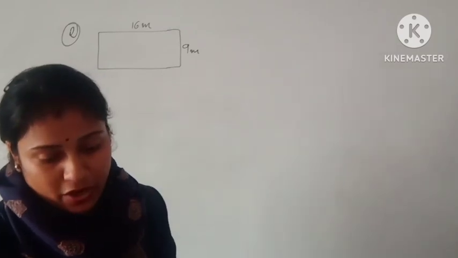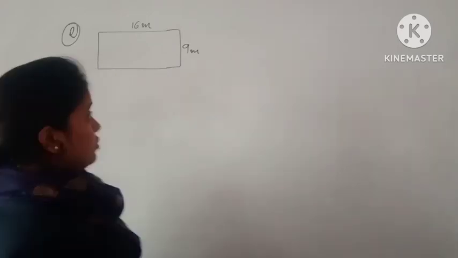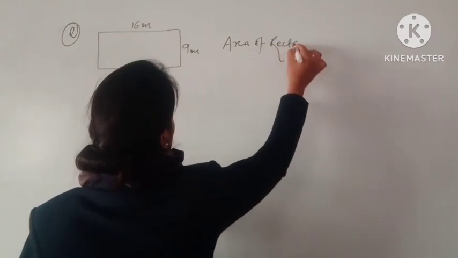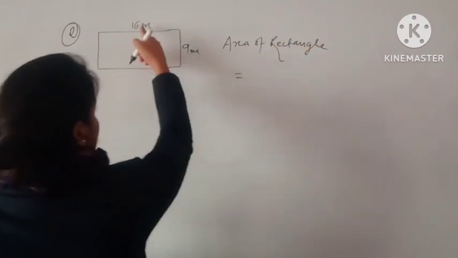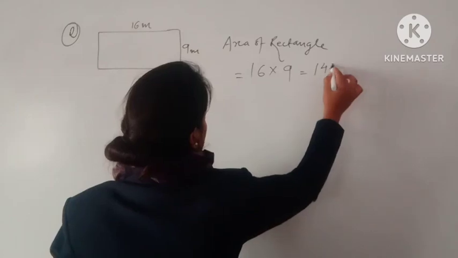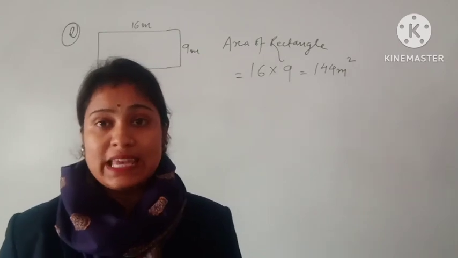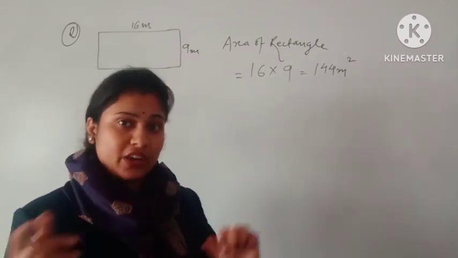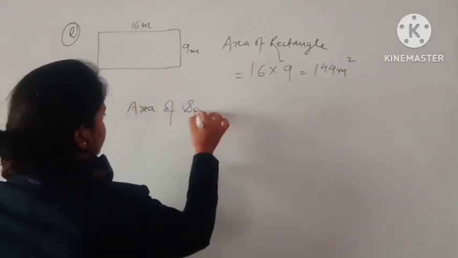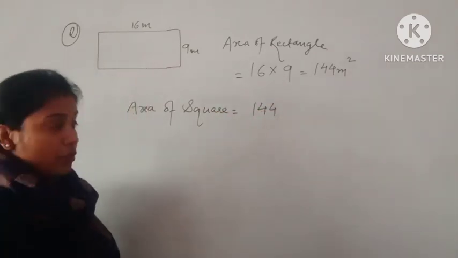Now here it is asking, find the side of the square whose area is equal to the area of the rectangle. So first and foremost, let us find out the area of the rectangle. What is the area of the rectangle? Length into breadth. So this will be 16 into 9, which will give you 144 meter square. Now as per the given question, the area of the rectangle is equal to the area of a square. So the area of the square will be equal to 144 meter square.